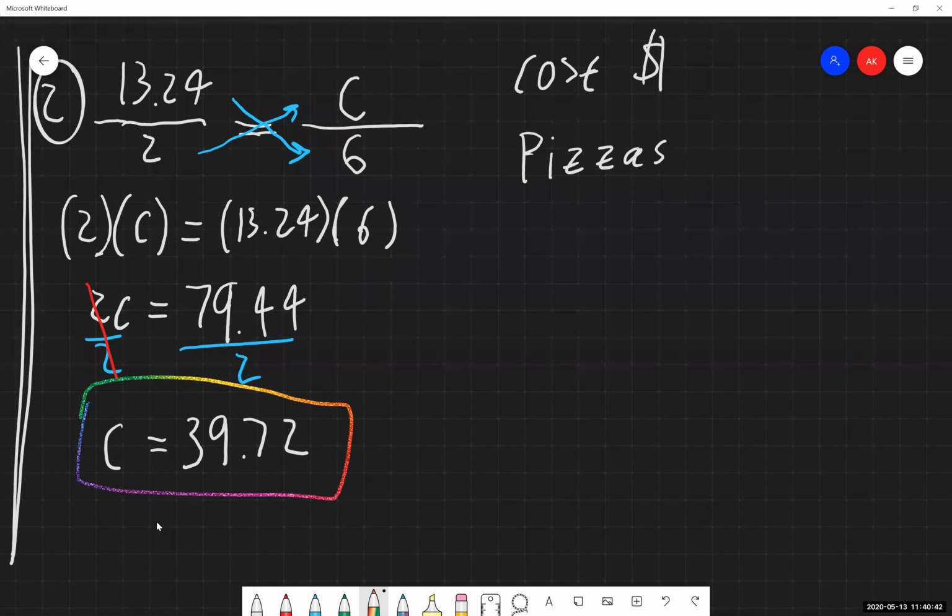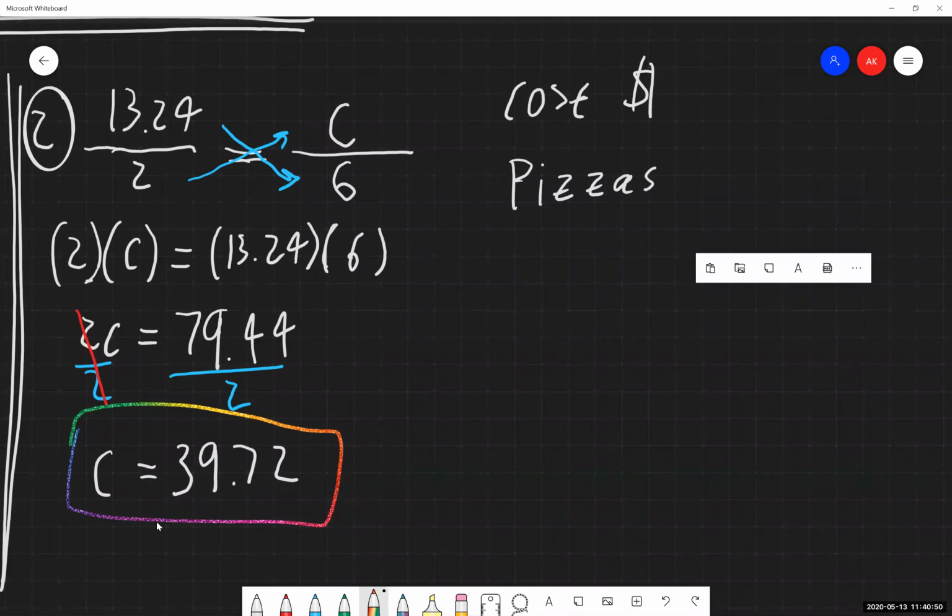And after we go through this process, we're finding how much is it going to cost to order 6 pizzas. It's going to cost $39.72. And thankfully, we didn't have to do any rounding for that, so we just get the cost is equal to $39.72.